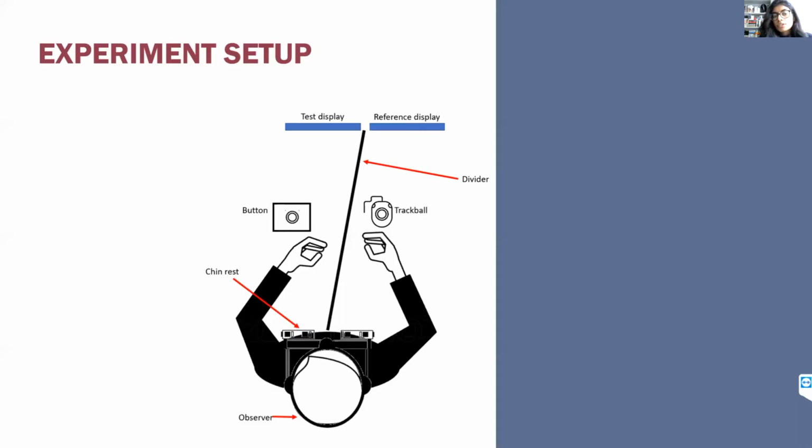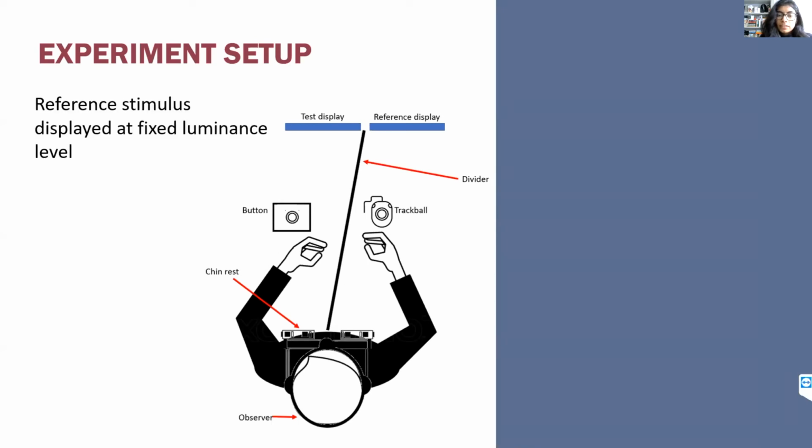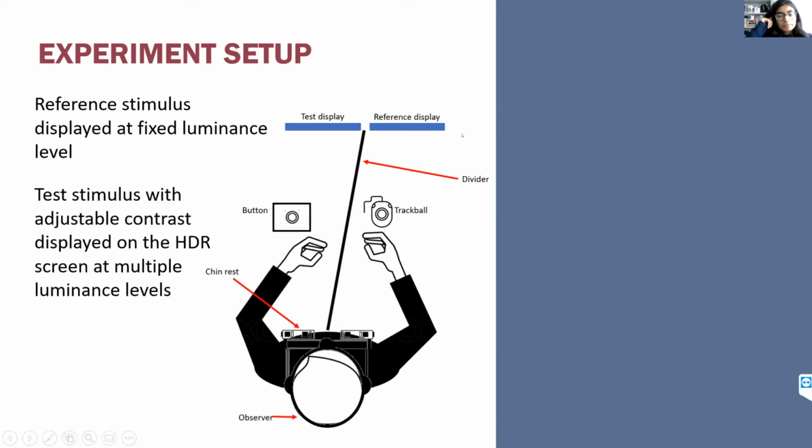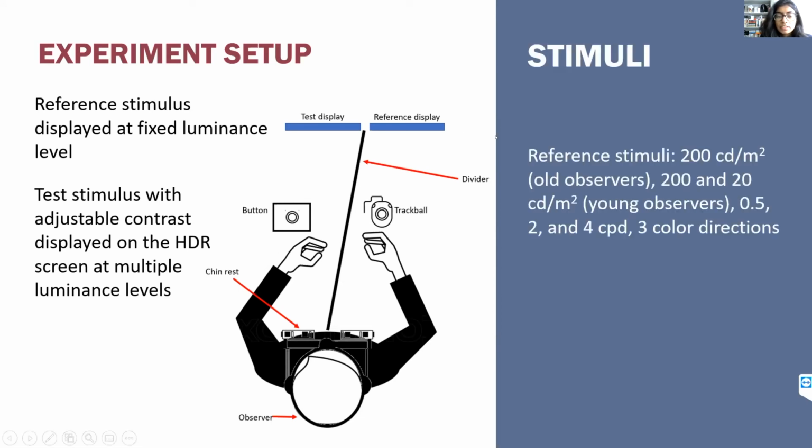Now, a brief description of our methodology. We set up two displays side by side with a divider extending from the middle of the two displays to the middle of the observer's eyes. So each eye could only see one display. This configuration is called haploscopic viewing. The display with the reference stimulus was a standard RGB screen, while that with the test stimuli was our HDR display. And our goal was to find out whether there's contrast constancy across luminance levels.